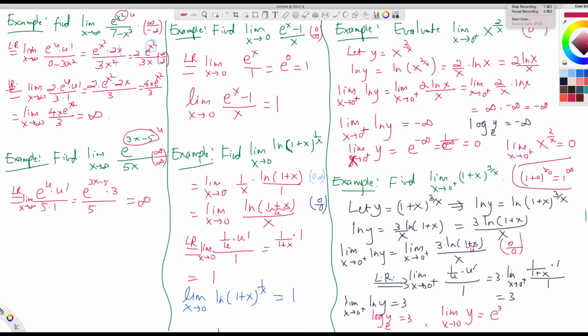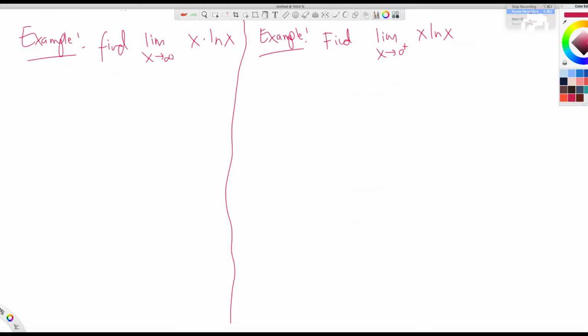Okay guys, let me give you just a couple more examples. Let us see 2 of these examples. They are exactly the same function, but the limits are different. Here x tends to infinity, but here x tends to 0 plus. Let us see in which problem I can use L'Hopital's rule and in which problem I cannot. Okay, let's see the first problem.